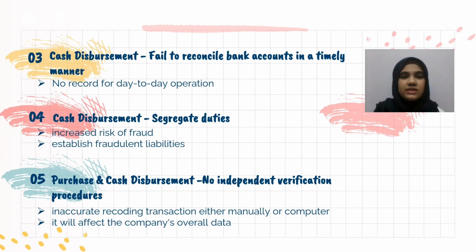Fourth is cash disbursement under segregation of duties. It will increase fraud such as check tampering, so it will establish fraudulent liabilities. And fifth is purchase and cash disbursement under no independent verification procedure. It will give inaccurate recording of transactions either manually or by computer, so it will affect the company's overall data.